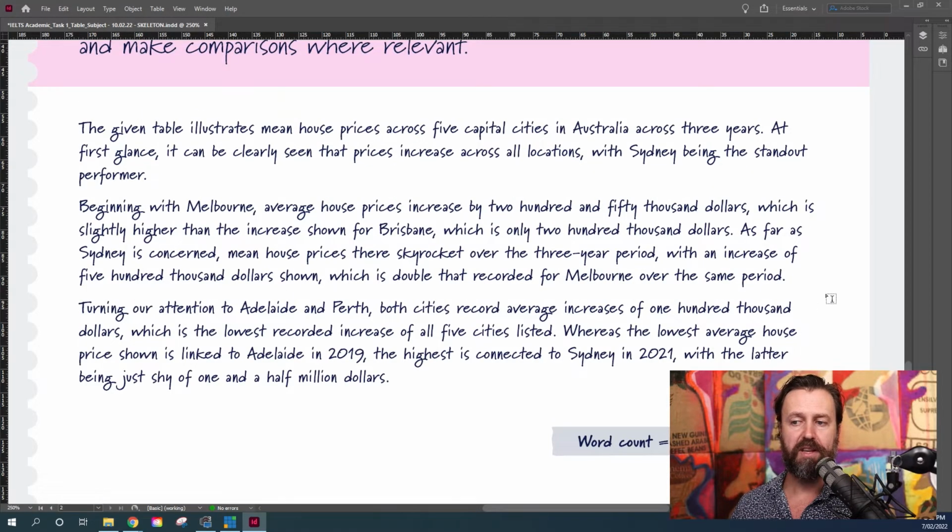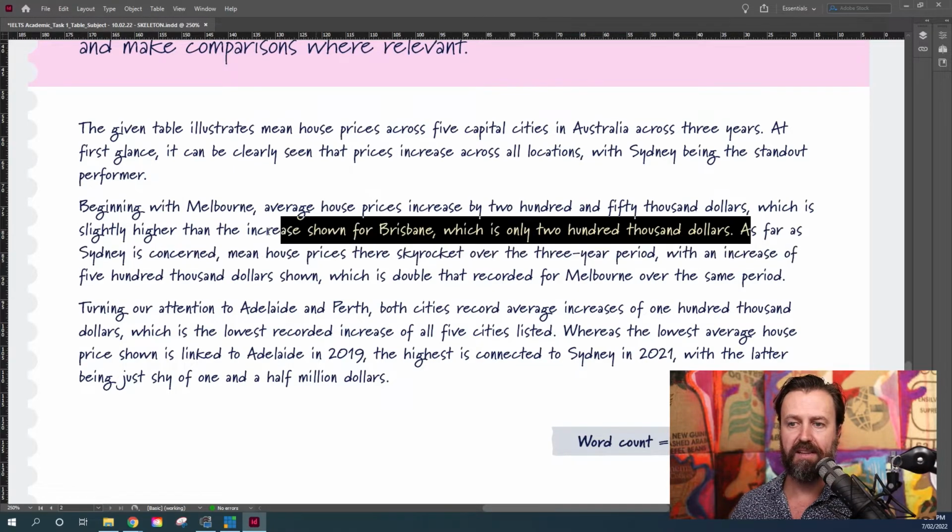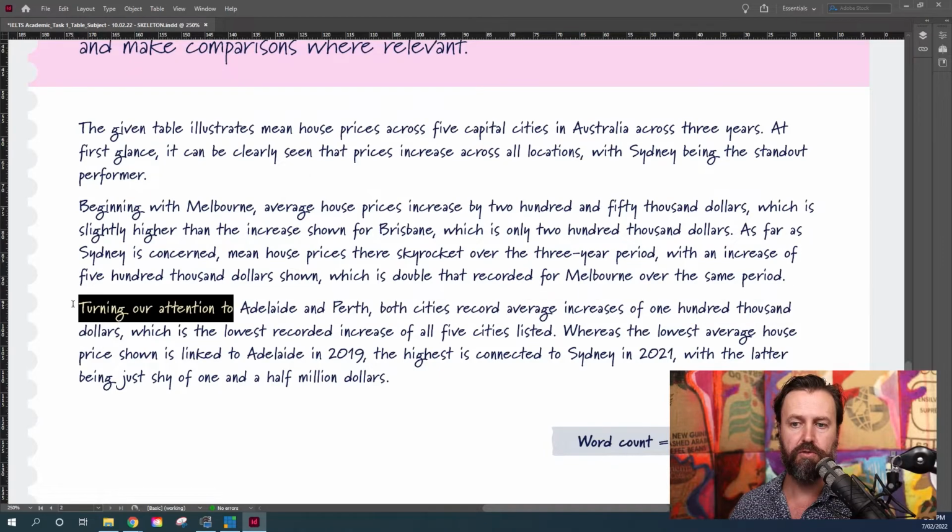Now, that piece of writing, guys, is pretty high. We've got lots of really good vocabulary and lots of great expressions here. We've got our beginning with, we've got as far as X is concerned, we've got turning our attention to, we've got whereas, and we've got lots of comparison language. We've got superlatives like lowest, and we've got skyrocket. We're using adjectives in the right way, like 3-year period. The period is a noun, and we're combining two words to create one adjective. When we do that, we hyphenate in the middle. So 3-year period, not 3 years period.